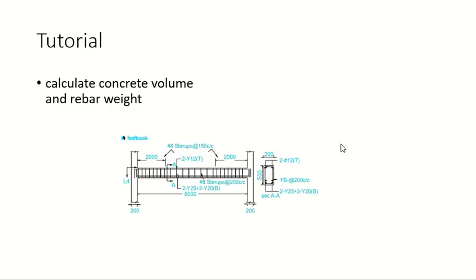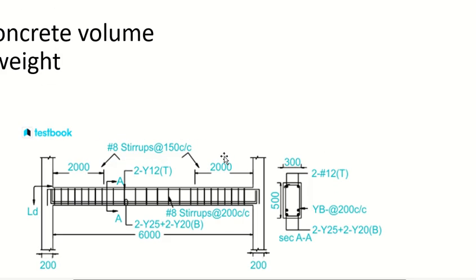Concrete is calculated as volume. So I need the volume of concrete. What do we do? Very easy, one beam only. 6,000 multiplied by 300 multiplied by 500. Meter cube? Only the millimeter, right? It will be millimeter cube.